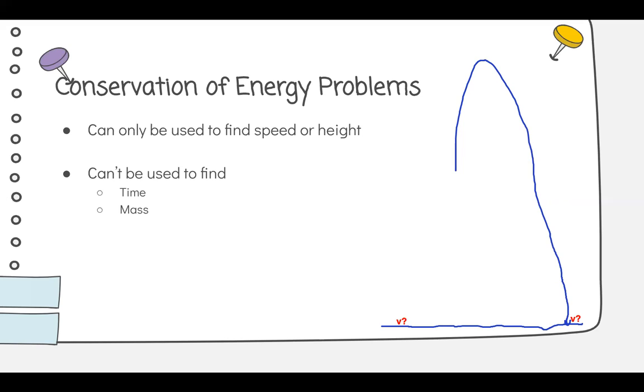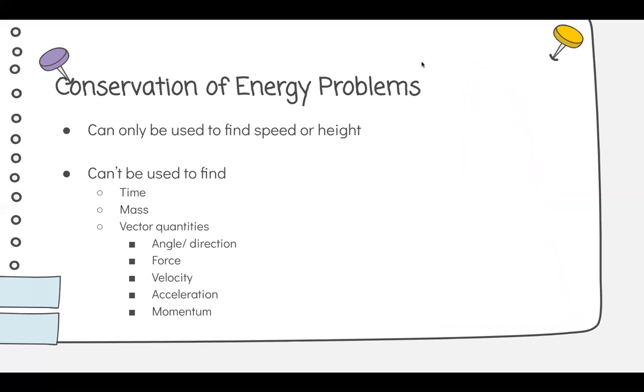And since everything in the problems are scalars, you can't use it to find any vector quantity. So you can't use it to find angle, direction, force, momentum, acceleration, impulse, anything that's a vector, you won't be able to solve for using this. So, like, the good thing is you don't have to use vector math. Bad thing is you can't use it to find any vector quantities.